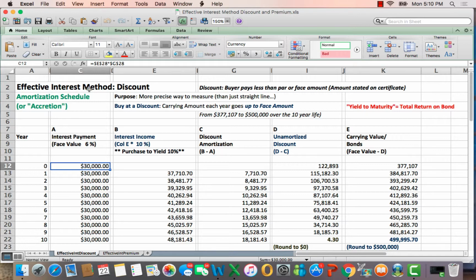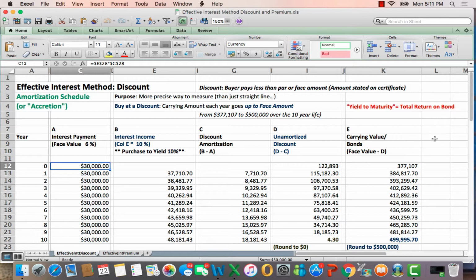So the effective interest rate method is intended to be a more precise way to measure bond interest if you're an investor, bond expenses if you're a borrower, than just the straight line method. And a key point here is that if you buy a bond at a discount, the carrying amount, which you see in this column, increases up to the face amount over the life of the bond, which in this case is 10 years. So, 10-year life, we buy it at $377,107 as an investor. The carrying amount increases up to $500,000 over the 10 years.